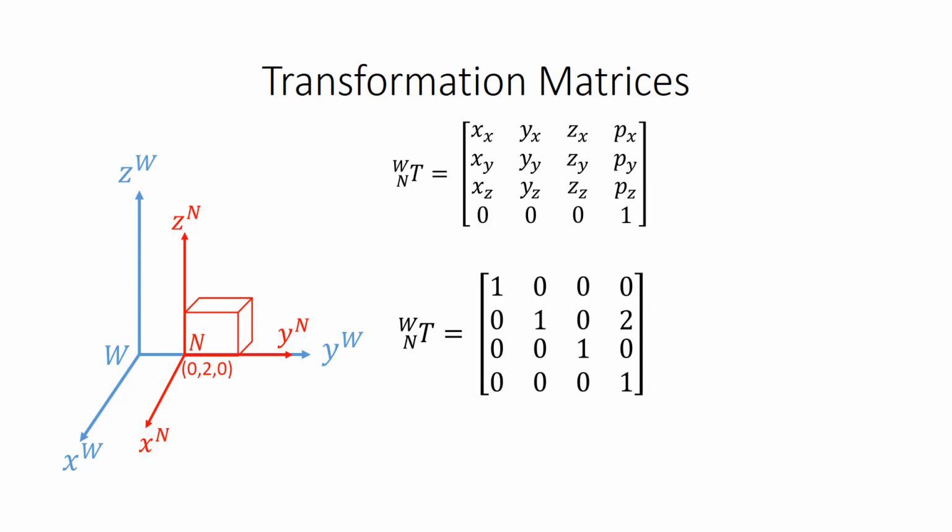So p is kind of given to you. It's just 0, 2, 0. That means that the origin of n is going to be 0, 2, 0 points or units away from the origin of w.